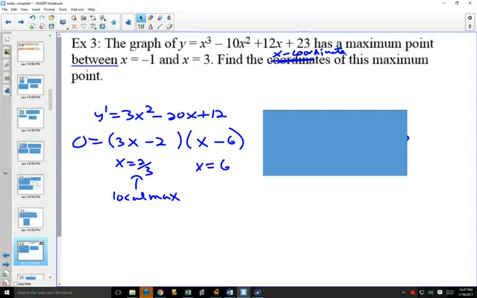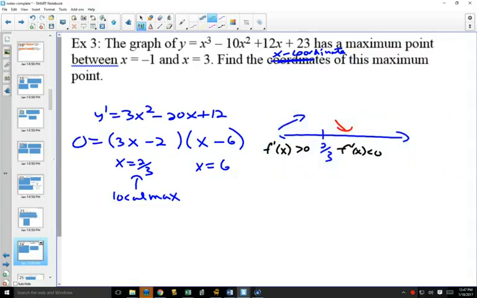That being said, we could still do our sign diagram, and we could put 2/3, and here I'll put 6 on there as well. Before 2/3, if you plug that in, you will find out that this section is positive. So it's increasing. Between 2/3 and 6, if you put a value in, you'll find out that is negative. After 6, if I put in 10, can you see that this section is positive and this section is positive? Positive times a positive, this will be increasing again after that. So we would know at 6 we have a local minimum.